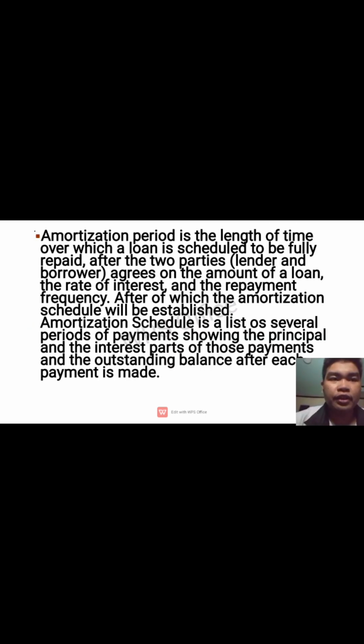Amortization period is the length of time over which a loan is scheduled to be fully repaid after two parties, a lender and borrower, agree on the amount of a loan, the rate of interest, and the repayment frequency, after which the amortization schedule will be established. Amortization schedule is a list of several periods of payment showing the principal and the interest parts of a loan.